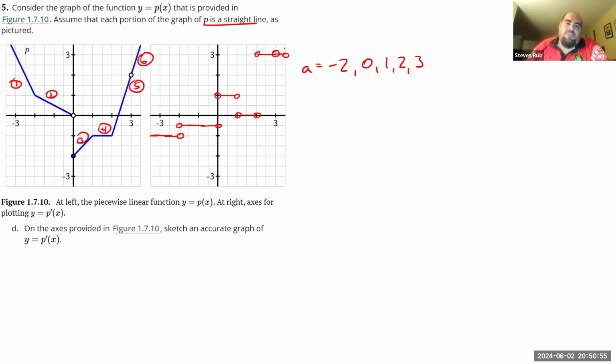So a lot of open circles in this graph, but as you can see, that needs to mimic all the places where we said the derivative doesn't exist. So that's x equals -2, x equals 0, x equals 1, x equals 2, x equals 3. Okay, so that's the graph for the derivative.